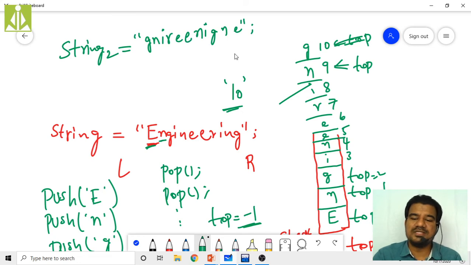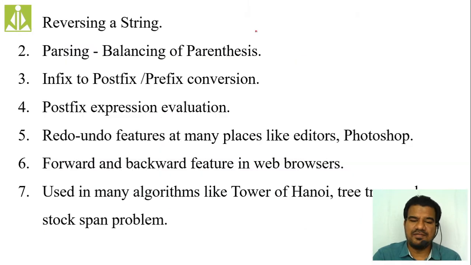So this is how, by simply making use of a stack, by pushing all the elements onto the stack from left to right, then popping all the elements, we are getting the reversal of the taken string. Whatever string they have given, in order to reverse that string, we are making use of a stack in this manner. Hope you understood this. This is the first application of a stack.